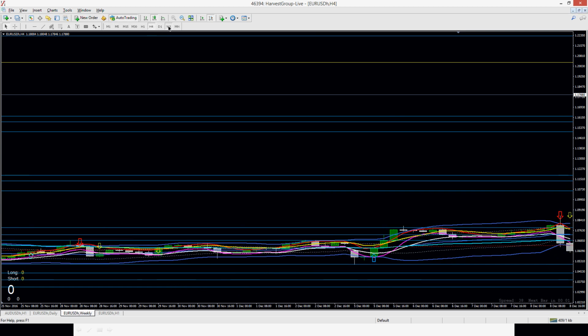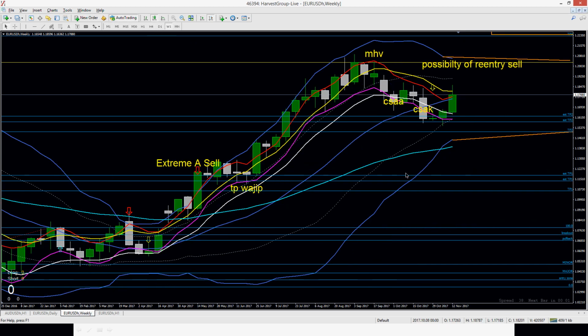But for me, the lower time frames all tell me that there are signals of buy setups on the lower time frame. So because I'm a scalper, I would usually go for a buy at this particular juncture and decide later on what happens over the week.